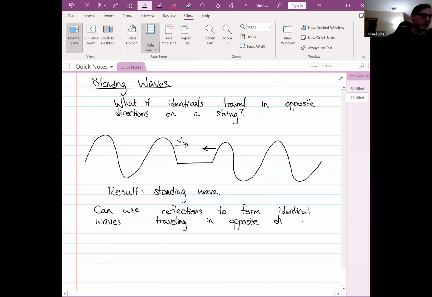Assuming no energy is lost, what you can do is start a wave if you have two barriers, say two fixed ends or whatever. If you start a wave traveling to the right, the part that's near the end will reflect and form another wave traveling to the left. So you'll end up with two waves going in opposite directions, bouncing off and interfering with each other.